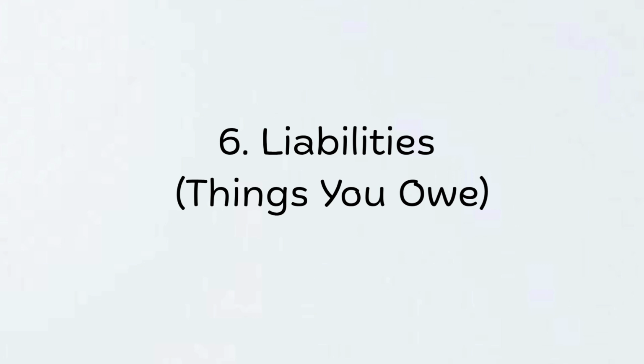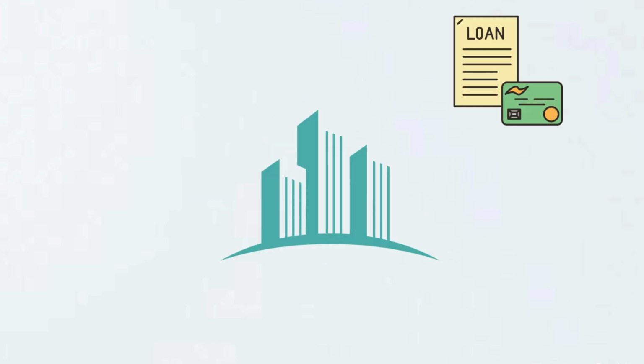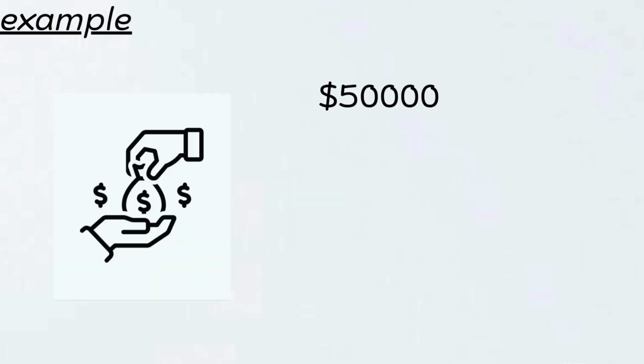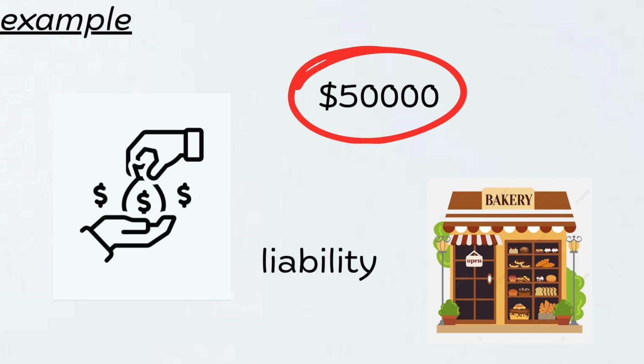6. Liabilities. These are the obligations, money the business owes others, like bank loans, supplier bills, or bonds issued. If you borrowed $50,000 to buy that bakery oven, that's your liability.